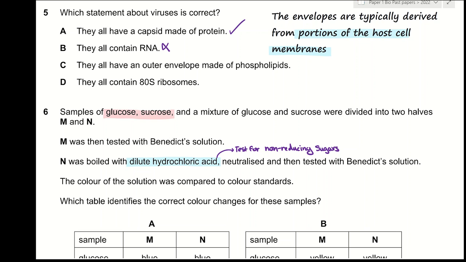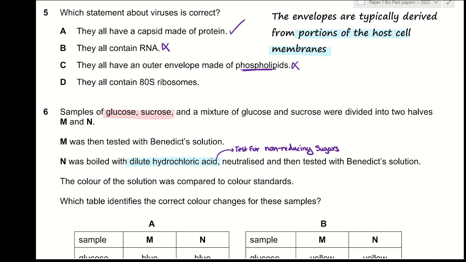For C, they all have an outer envelope made of phospholipids. Now, this is incorrect. The reason for this is that the outer envelope of the virus is determined by the host cell membrane. So it depends on which host cell the virus has infected. Therefore, this is not always the correct case. Therefore, C is incorrect.